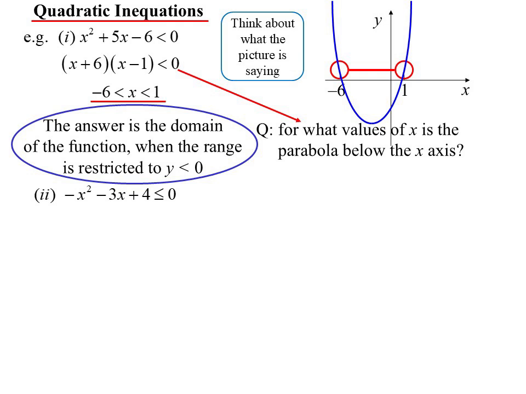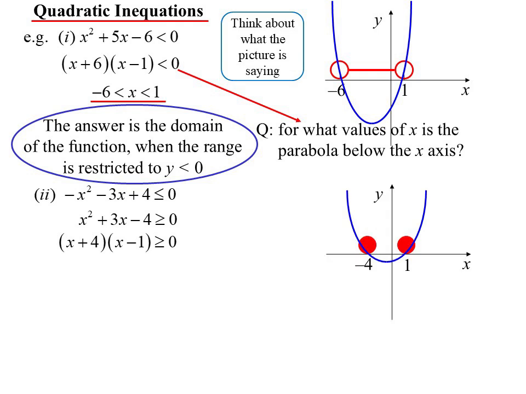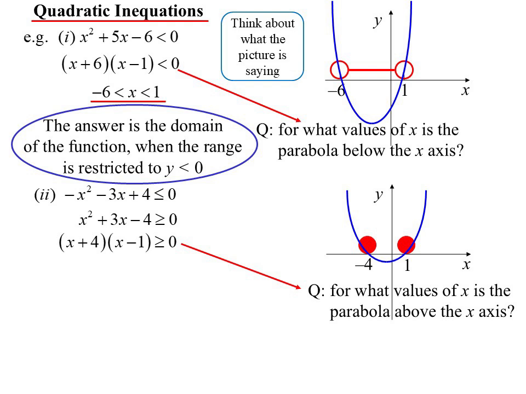Personally, I hate factorising negative quadratics. I don't know what it is, I just hate it. So I'm going to multiply everything by -1. But if I change the sign, I change the sign. Factorise it. Let's draw my parabola. This time the boundary is included. But this time I'm saying, when is it above the x-axis? It'd be on the outside.